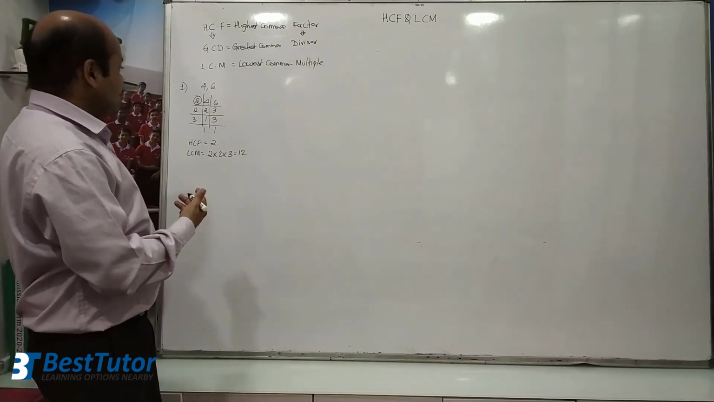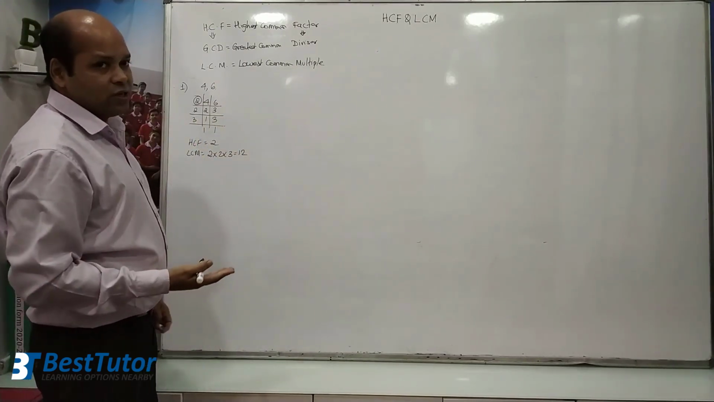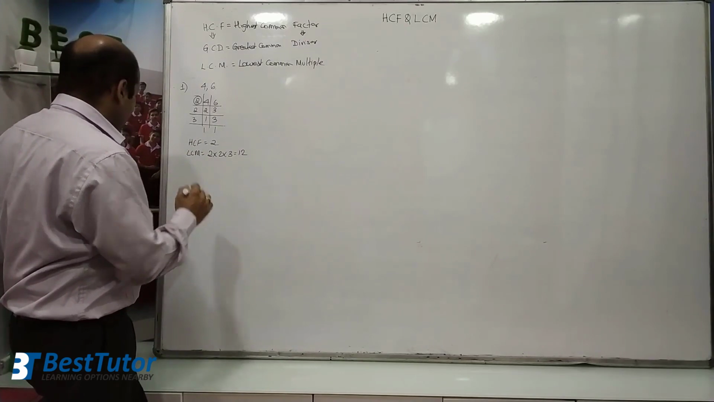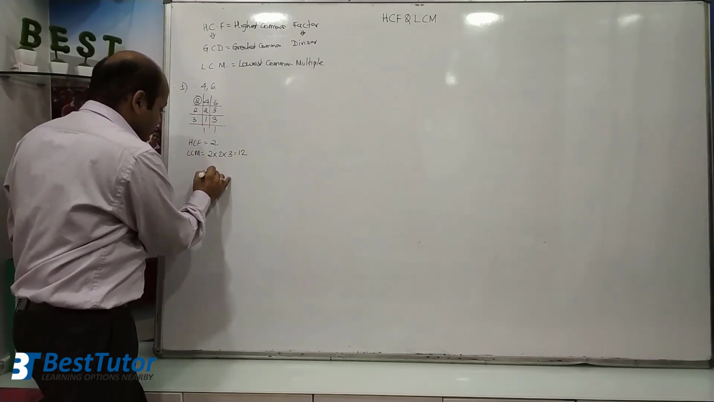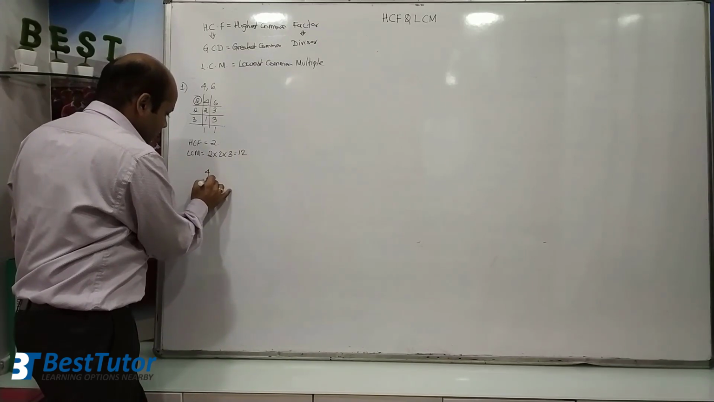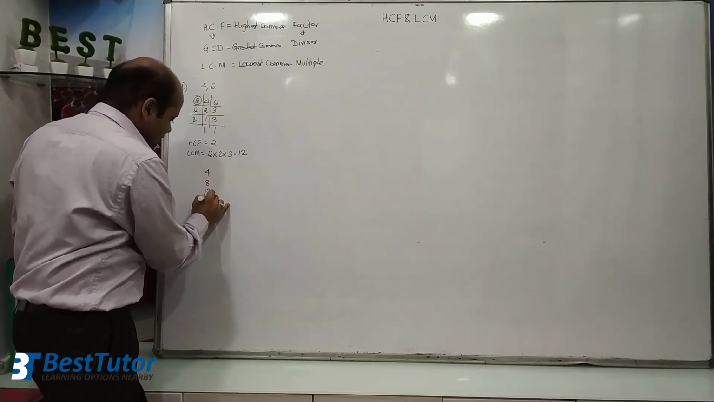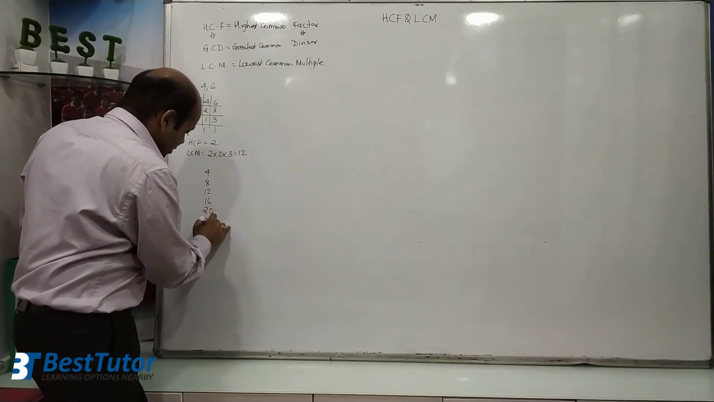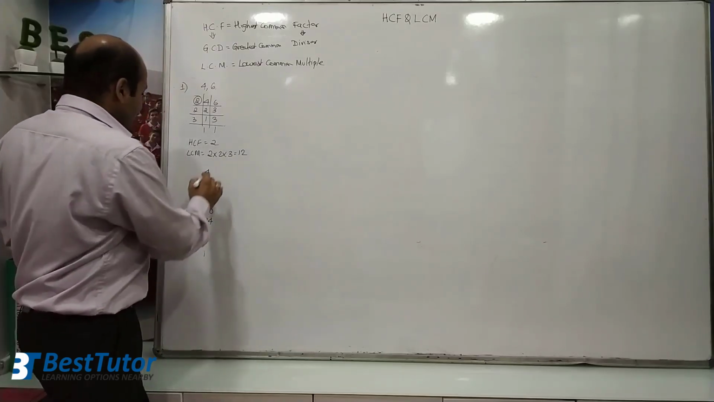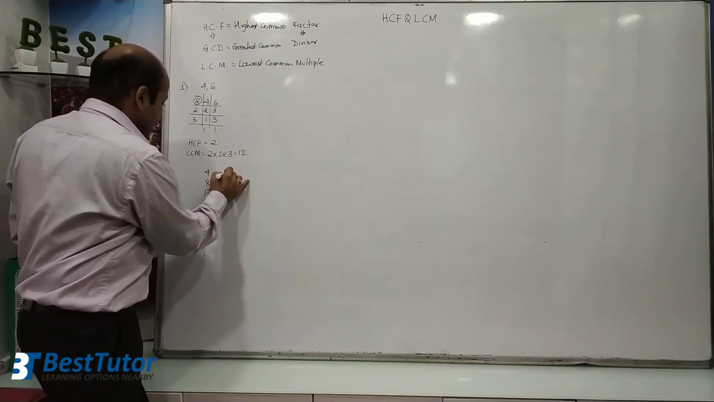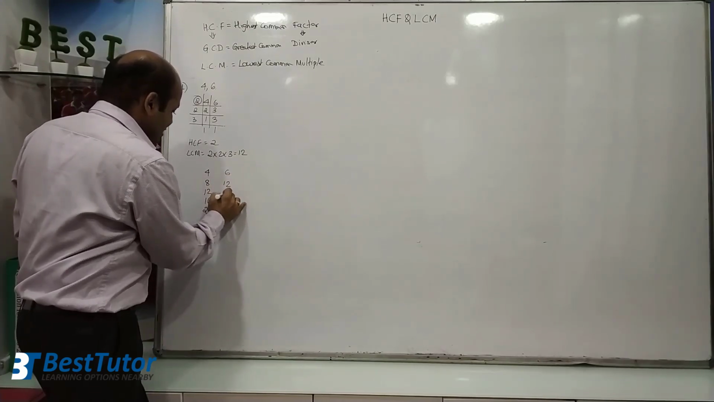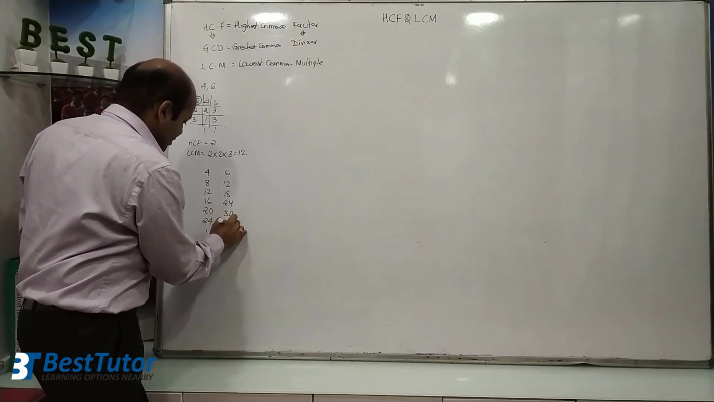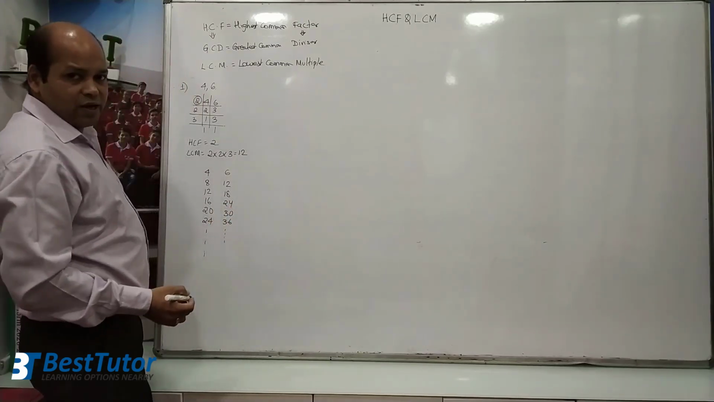As I said, what is HCF? The highest number that is dividing both the numbers. What is LCM? I'll show it another way. For example, the table of 4: 4, 4 2s are 8, 4 3s are 12, 4 4s are 16, 4 5s are 20, 4 6s are 24 and it continues. What is the table of 6? 6, 6 2s are 12, 6 3s are 18, 6 4s are 24, 6 5s are 30, 6 6s are 36 and it continues. Right?